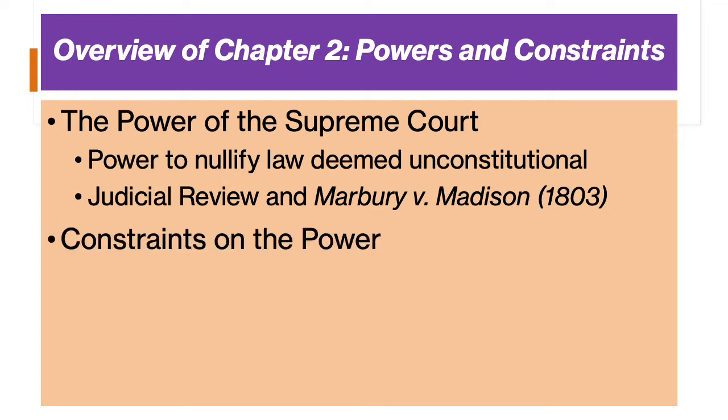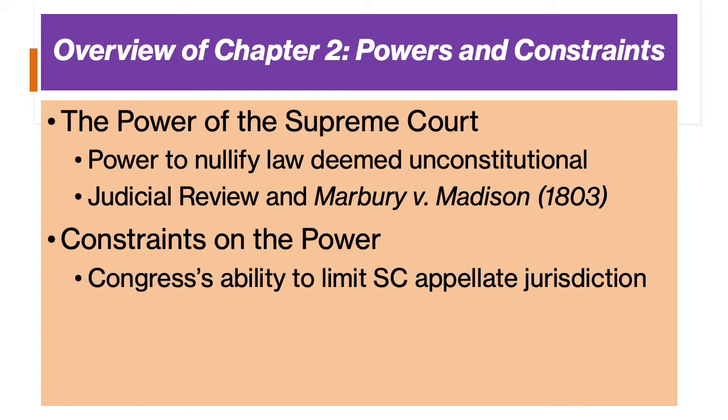Another aspect of Chapter 2 is the limitations or the constraints that are placed on the power of the Supreme Court. And so in the case Ex parte McCardle, which is a case following the Civil War, and it's during the era of the Reconstruction laws, the question comes to the court about whether or not Congress can limit the Supreme Court's appellate jurisdiction. And the answer to the question is yes, it can, and we find that answer in Ex parte McCardle.